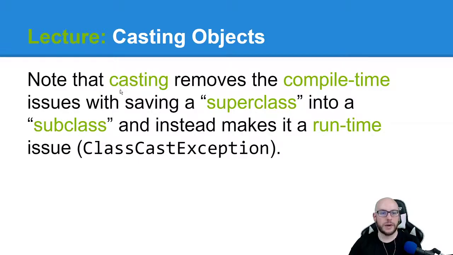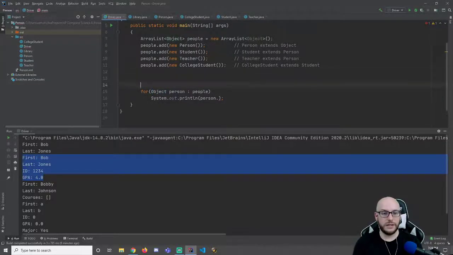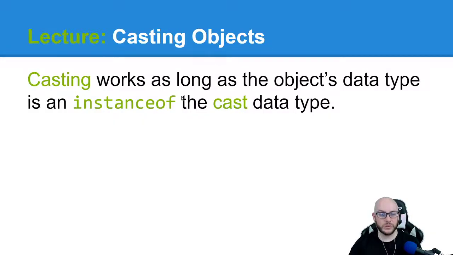Casting removes the compile time issues with saving a superclass into a subclass and instead makes it a runtime issue. Casting works as long as the object's data type is an instance of the cast data type. So here is a word. Notice it's in a different font. This is an actual operator in Java. The word instanceof is an actual reserved word. Notice that it's orange here. It's missing some data, which is why it's mad at me, but it is a reserved word.